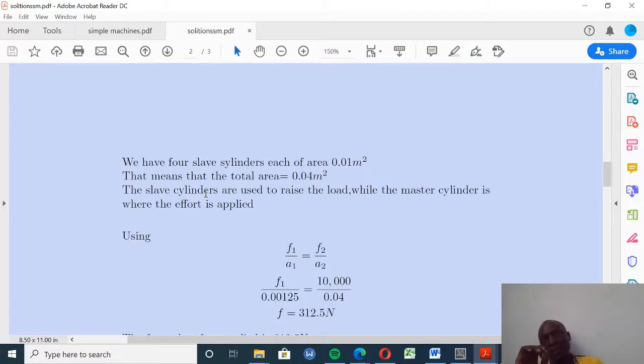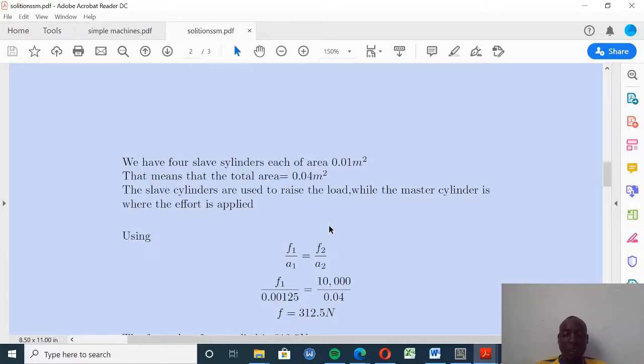Now because they are four, and each one has a particular area of 0.01, we're supposed to get the total area. So total area is given by 4 times the area of one piston, which is 4 times 0.01, and therefore we get a total of 0.04 meters squared.